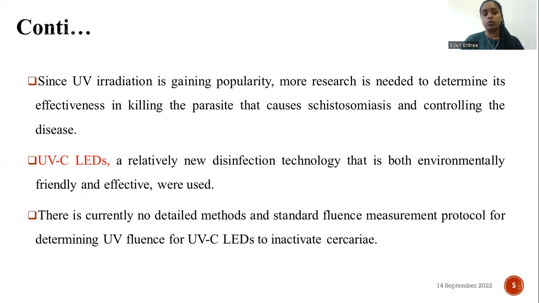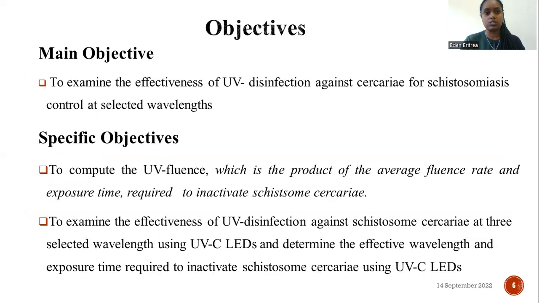So we used a new UV radiation technology, UVC LEDs, which is a relatively new disinfection technology that's considered to be both environmentally friendly and effective. When we checked methods, there was no detailed standard measurement protocol for determining the UV dose needed to inactivate Cercaria, the parasite that causes schistosomiasis. So we wanted to fill this gap by providing information on how effective this instrument is in inactivating Cercaria. Holding this in mind, we came up with a main objective and specific objectives.